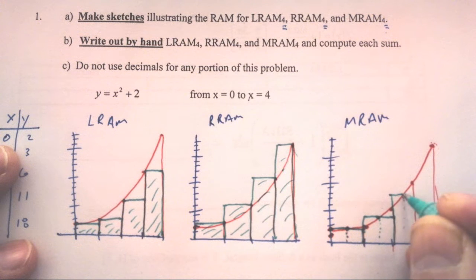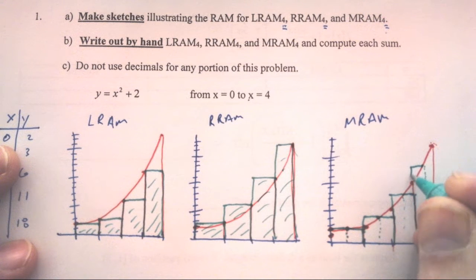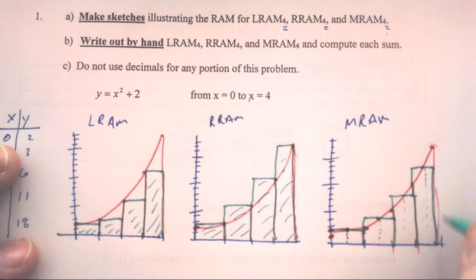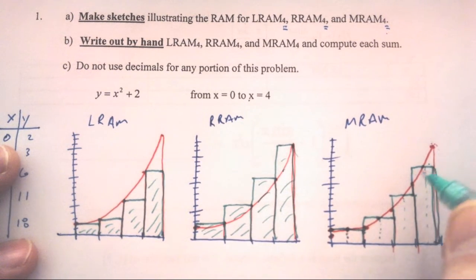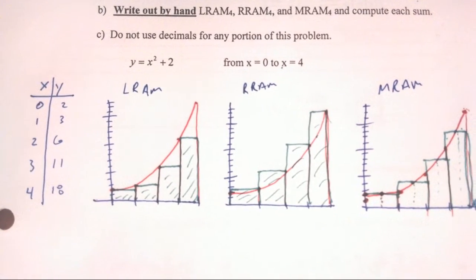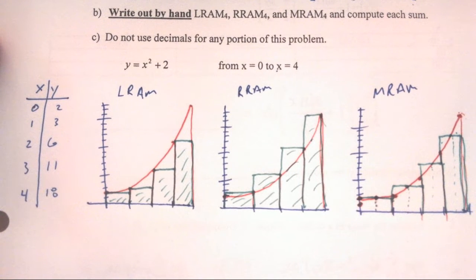And this is a pretty good illustration that shows why MRAM generally may be a better choice, because we get that overestimate maybe compensating for that underestimate. Doesn't mean it's exact, but it might be a better choice. We would expect most times, depends on the overall shape of the curve, but most times we expect that to be better. Okay, so let's go ahead and actually find these guys now.